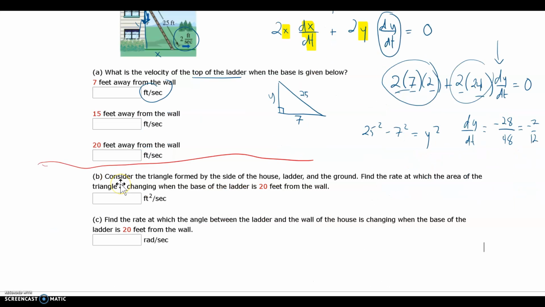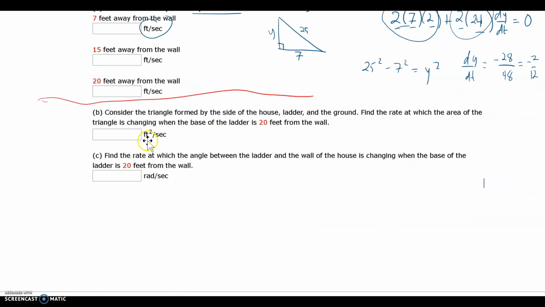These other two questions work the same way, so let's look at these other ones. There was: how fast is the area of the triangle changing when the base of the ladder is 20 feet from the wall. Okay, so for part B, we've got area questions. The area of a triangle is 1/2 times the base times the height, which in the picture I called x and y. Okay, so that's our first step. I like to do these in 3 steps. Step 1, write your equation out. Step 2, figure out what was given.